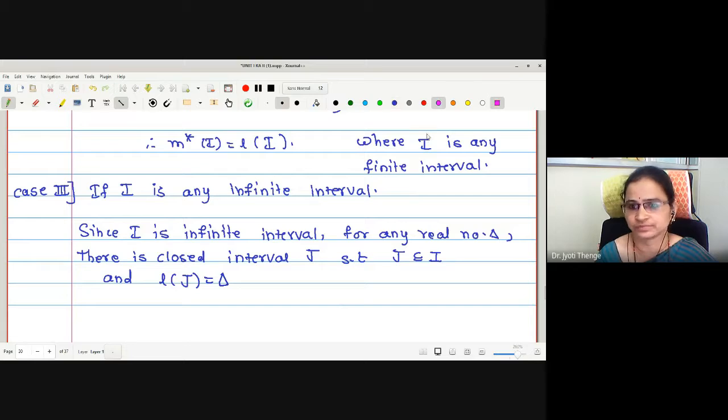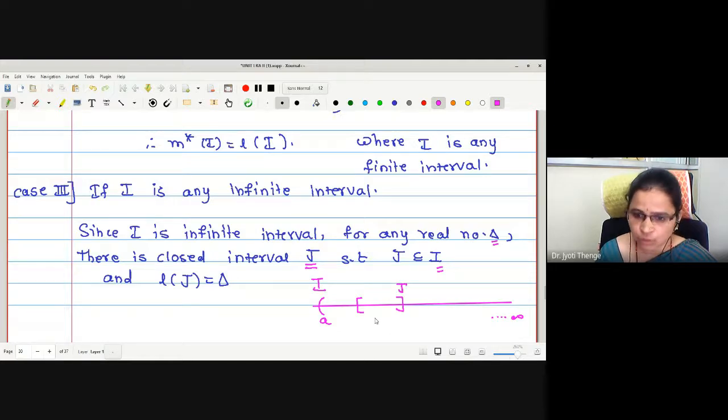Getting me or not? This is our real line. For the time being, let me consider I to be an infinite interval, A to infinity somewhere, right? This is my I. Now, if one real number delta is given to you, can you find a closed interval J in I? Suppose I have given you a value of delta to be 1.1. Can you find a closed interval J whose length is the given delta, that is 1.1?